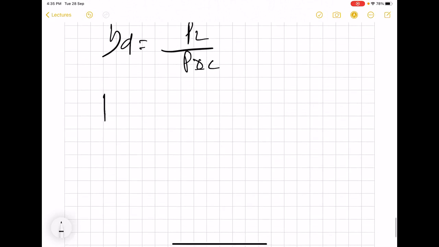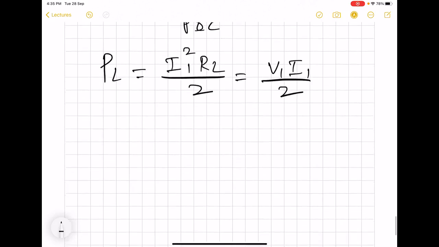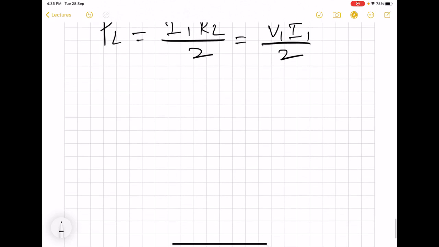EDC. So we first find out the power to load, RF power. So this will be square of the fundamental, which will be flowing through the load. And this can also be written in terms of the fundamental voltage across load and the fundamental current divided by 2. Because we know that the fundamental will flow through the load.